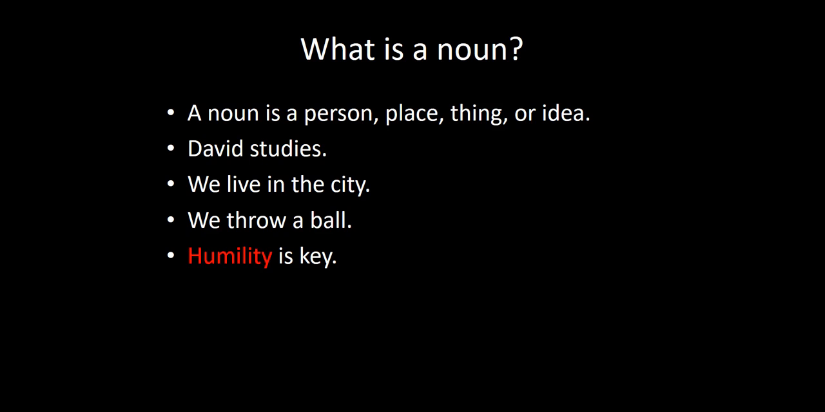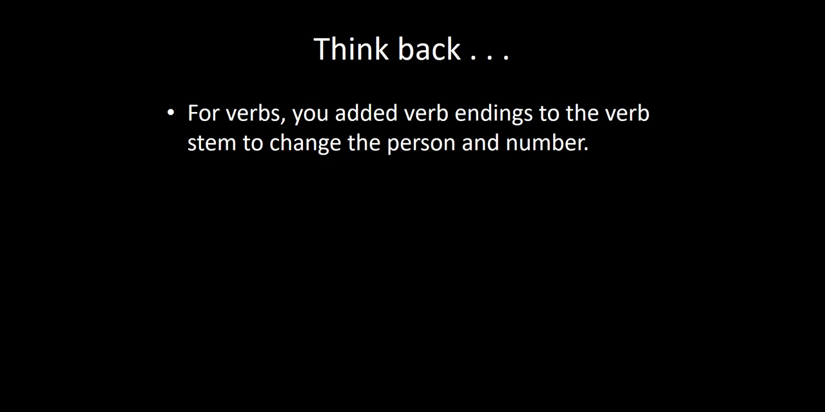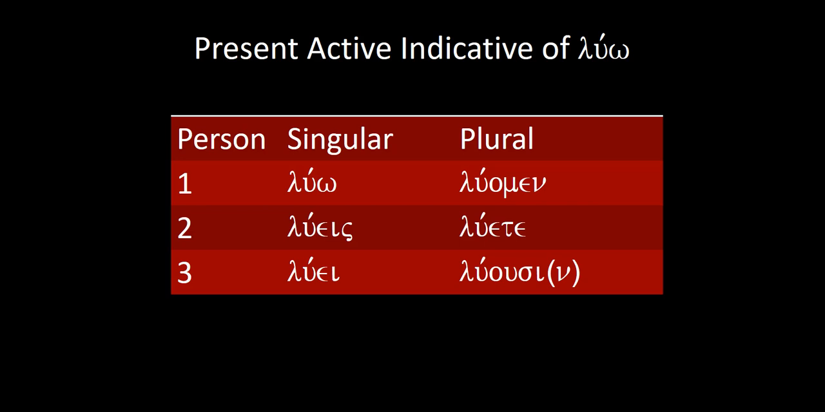So think back to when you did verbs. You did the present active indicative. You put your verb endings at the end of the verb stem. And that's how you made the verb change. So we had luo, luace, lue, luomen, luete, luusi. All we did was we had the verb stem lu. This was the present stem. Then we added the endings, o, ase, a, amen, ete, usi. And that's how we made the verb change and say different things.